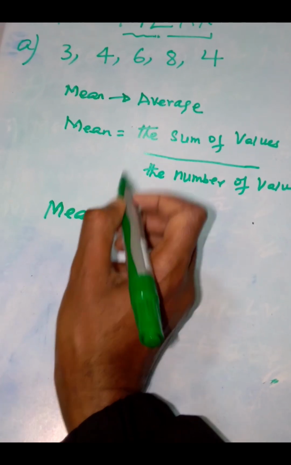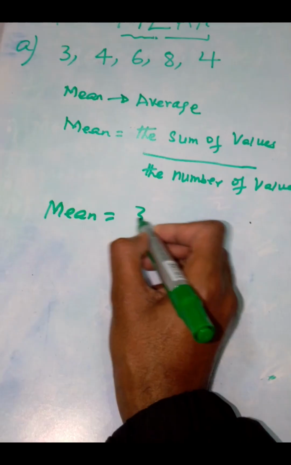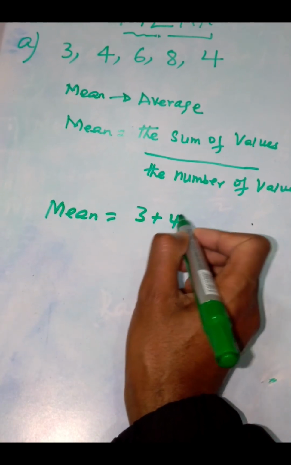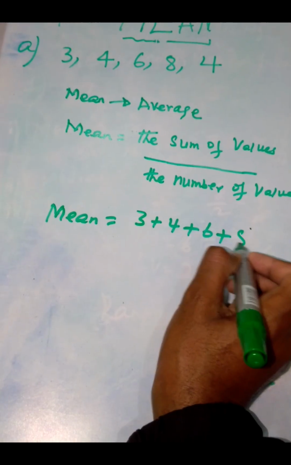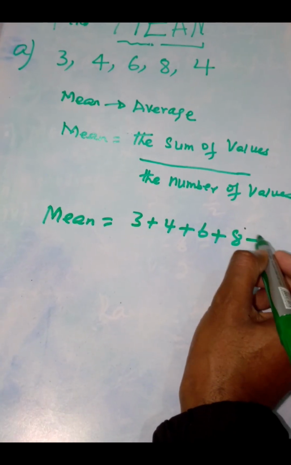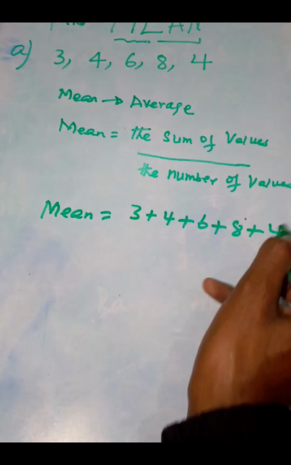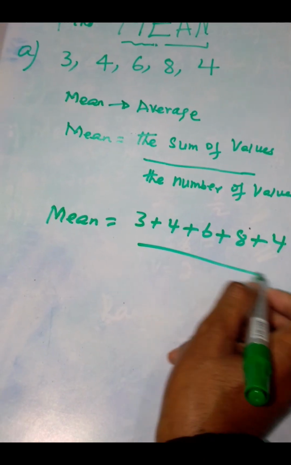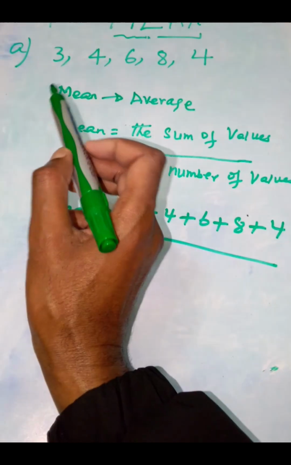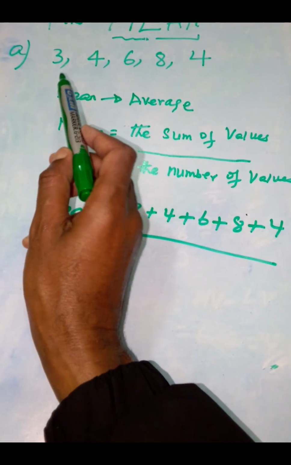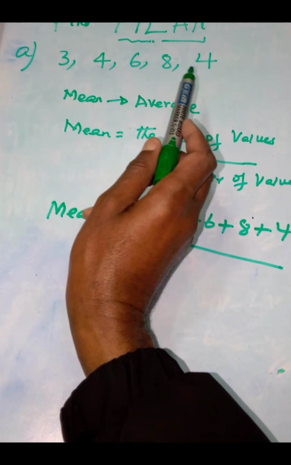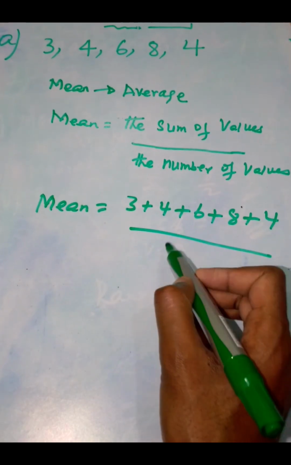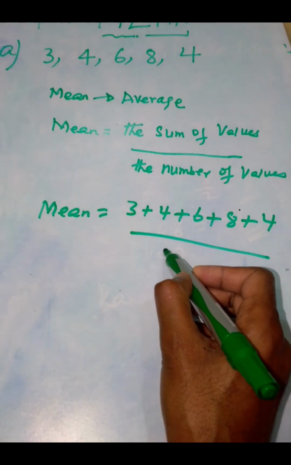is the same as the sum of values, meaning 3 plus 4 plus 6 plus 8 plus 4, divided by the number of values. 1, 2, 3, 4, 5. We have 5 values. Yeah, 5 values here.